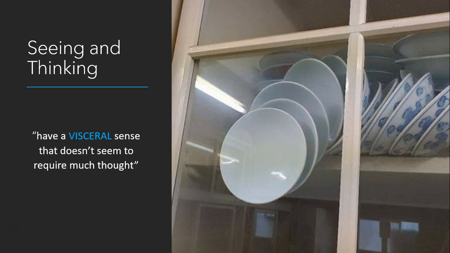The next set of studies that Michel cites is this distinction between seeing and thinking, where these distinctions are called into question and the order between them. In one of the studies cited, participants are said to, quote, "have a visceral sense that doesn't seem to require much thought. For example, how stable that pile of plates is, whether it's going to fall, perhaps how quickly it's going to fall, what direction it's going to fall," end quote, according to Scholl.